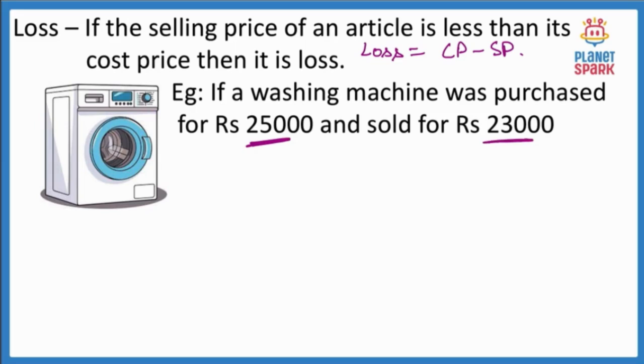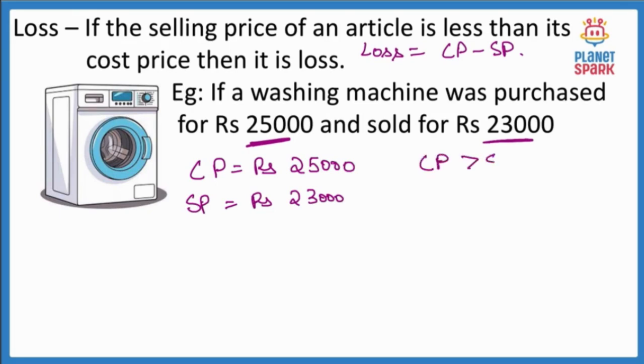If a washing machine is purchased for 25,000 and sold for rupees 23,000, the selling price over here is 23,000, the cost price over here is 25,000. Clearly 25,000 is greater than 23,000. So in this case, cost price is greater than selling price.